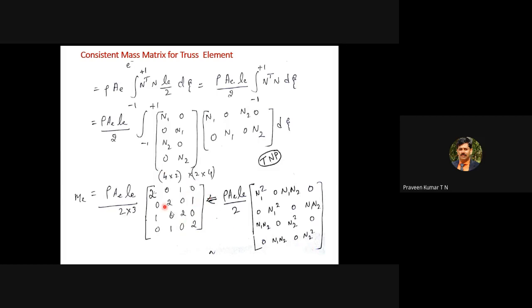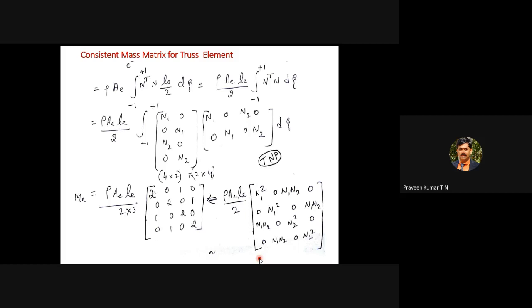You can remember it like this. The major diagonal elements are 2, 2, 2, 2 and the second diagonal elements are 0, 0, 0. The third diagonal elements are 1, 1, 1. You can remember it like this. We have rho A LE divided by 2 into the integration, so 1 by 3 into this matrix. So there is no need to go for simplifying and getting all those things. Try to remember this matrix because it is given in the syllabus.